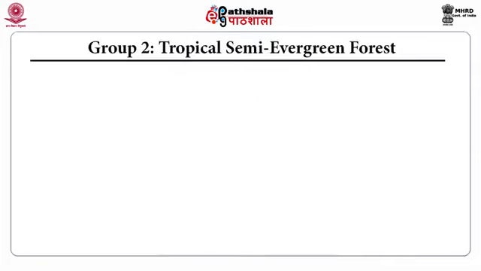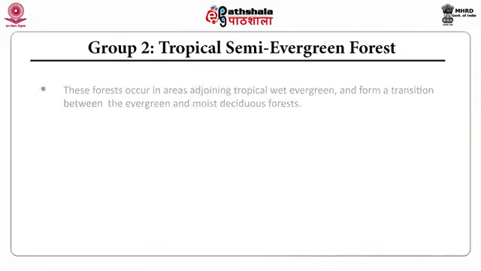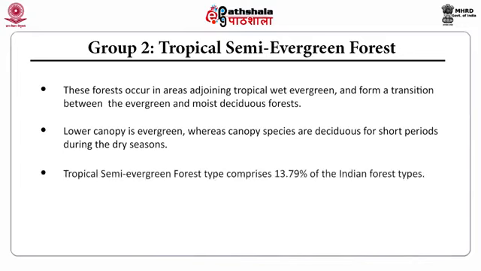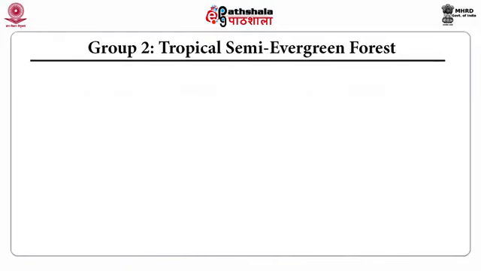Now we will discuss group 2, the tropical semi-evergreen forests of India. These occur in areas adjoining the tropical wet evergreen forests and form a transition between the evergreen and moist deciduous forest. The lower canopy is evergreen, whereas the canopy species are deciduous for short periods during the dry season. Tropical semi-evergreen forest type comprises 13.79% of Indian forest types.